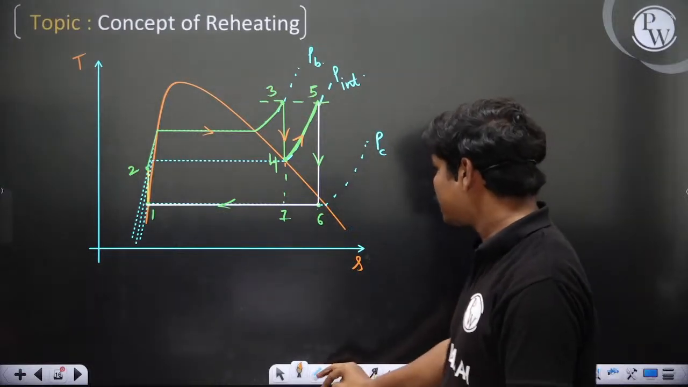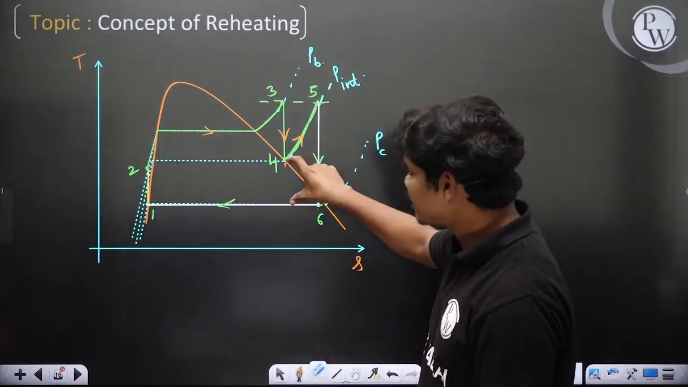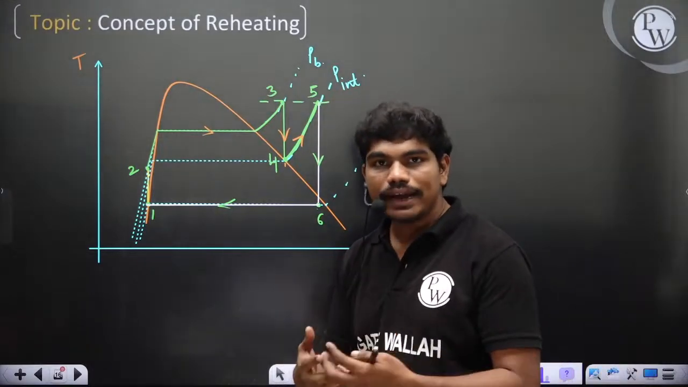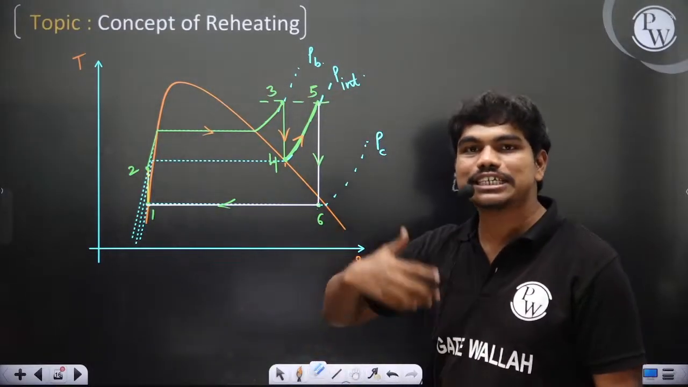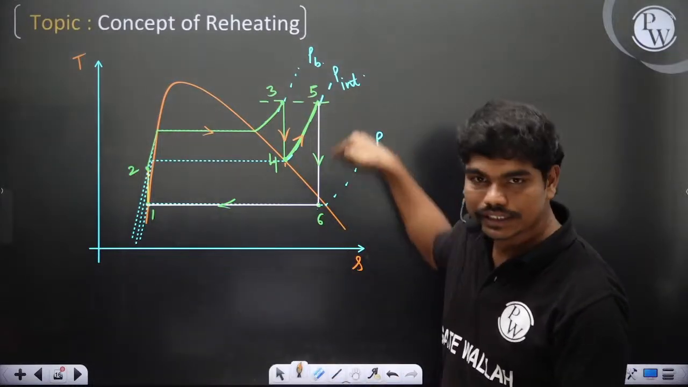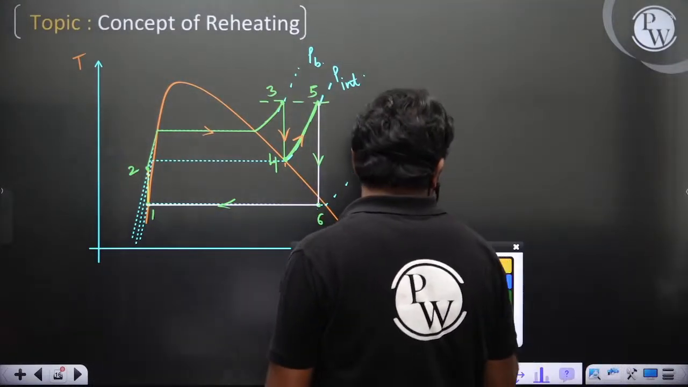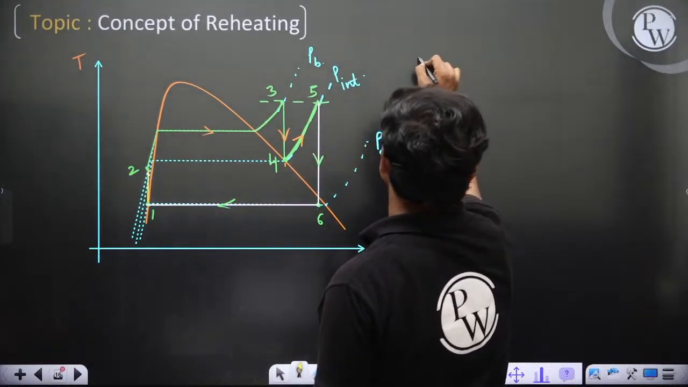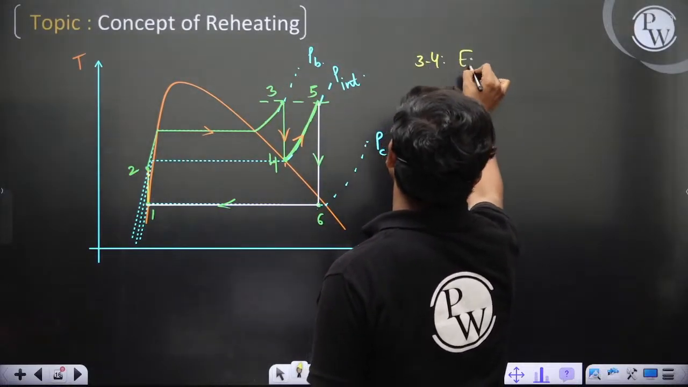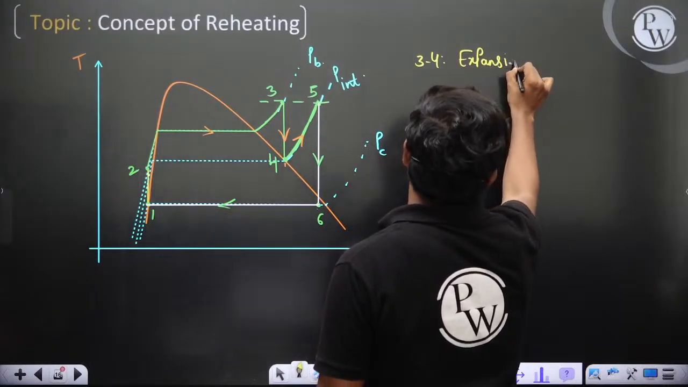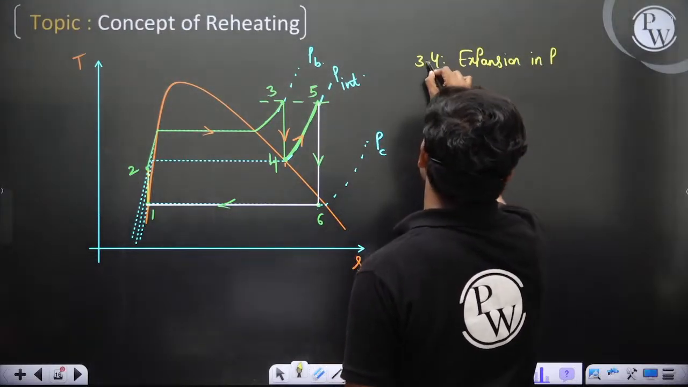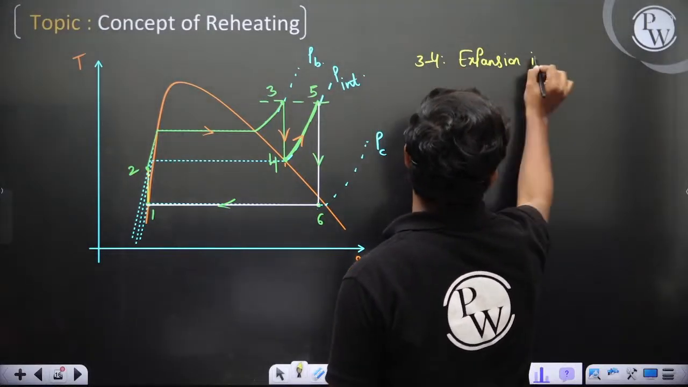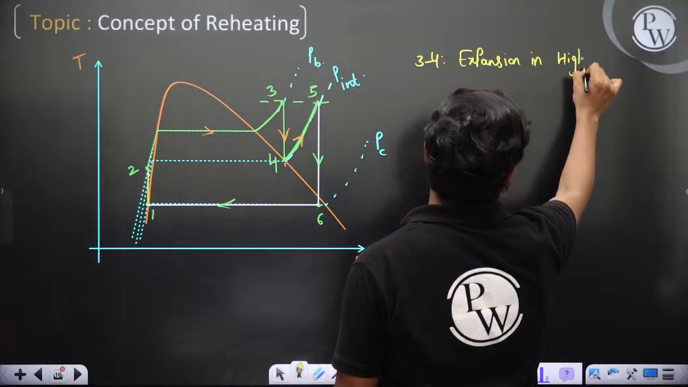So that's why expansion in this stage would have given less work as compared to expansion here, 5 to 6. So by use of this reheating you can actually get an extra amount of work in 5 to 6. So clearly one thing that you know is, normally in reheating we have two turbines. 3 to 4 is expansion in the high pressure turbine.